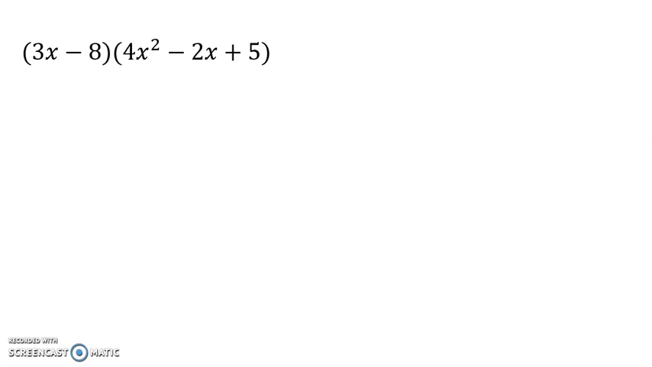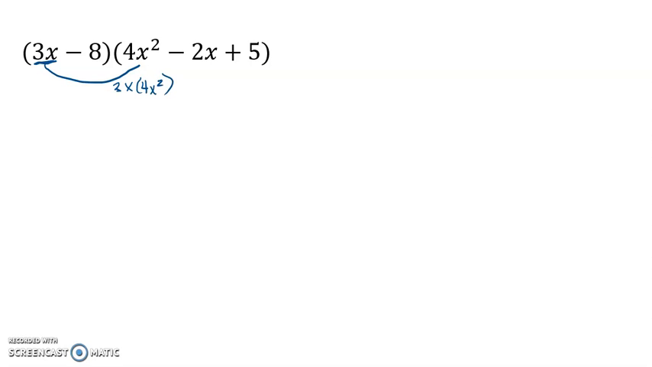All right, let's look at multiplying binomials times trinomials using distribution. So we take this first group, has to be multiplied times everything in the other group. Watch your signs, watch your exponents. So 3x times 4x squared.